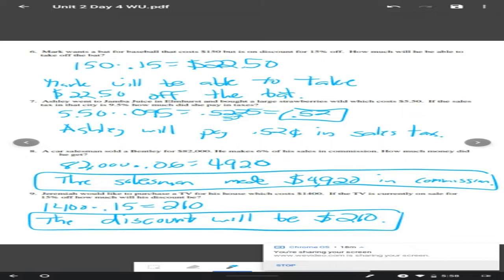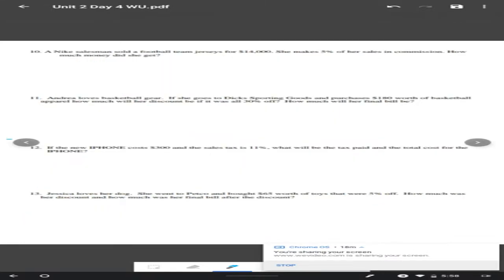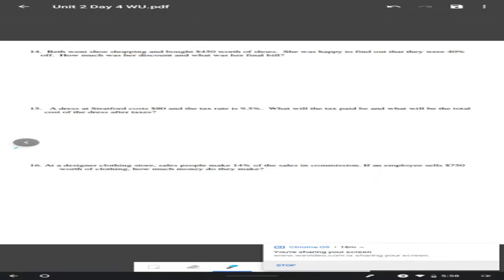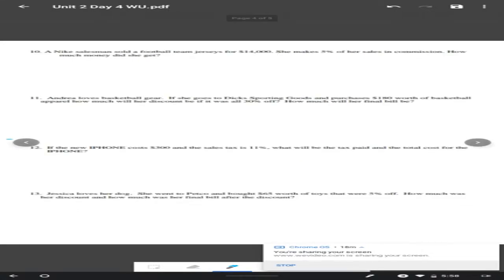And the last page, oh man, we got another one after that. All right, page 4, I think is going to be some of the ones where you got to find the total as well. They're going to be mixed in here now. So number 10 is a commission one. This is where you just multiply both of them. We're going to skip that one because we did a few of those.